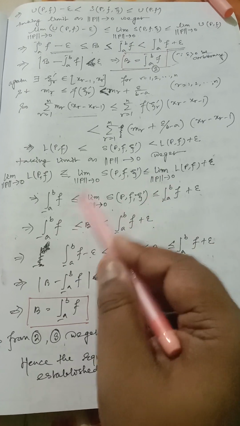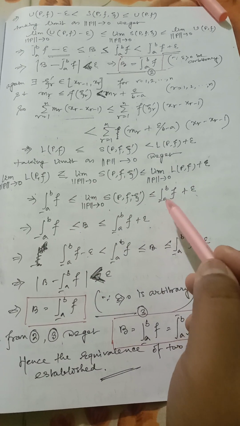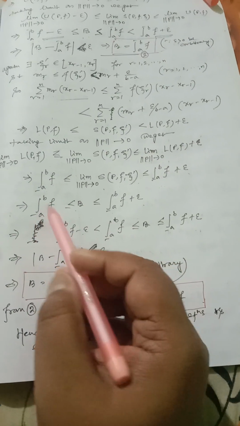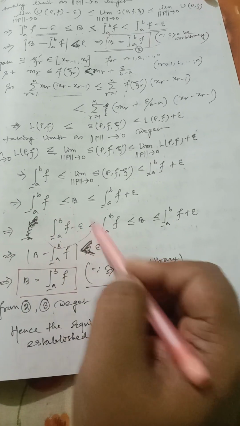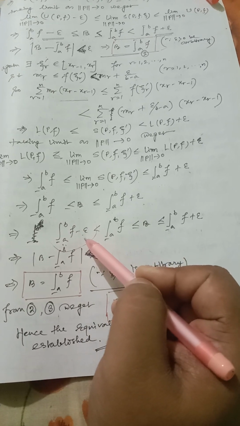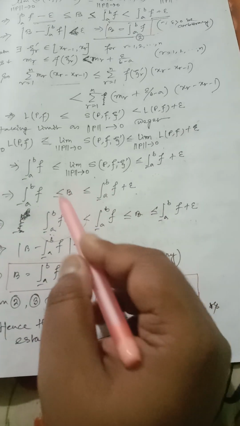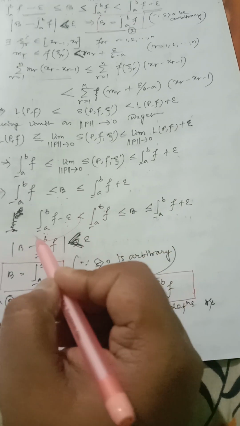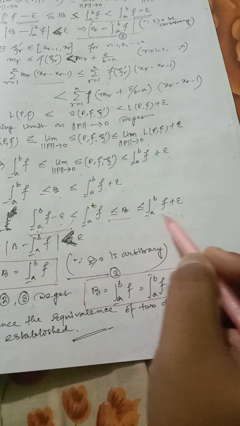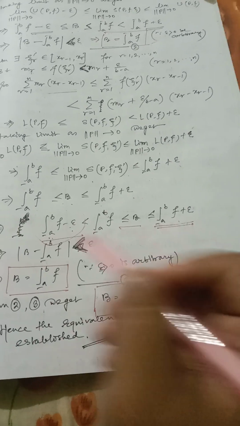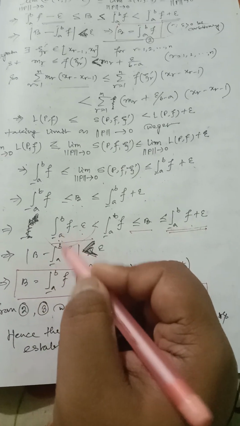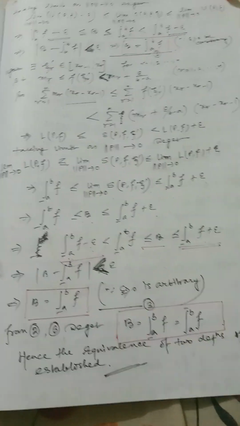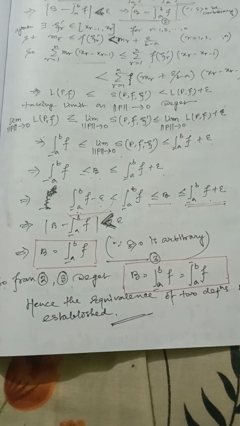This part will be less than or equal to the lower bar integral from a to b of f plus epsilon. So you can imagine this part is larger than the lower bar integral from a to b of f minus epsilon, which is less than this, which is further less than or equal to b, which is less than or equal to this. So forget about this portion, b is less than or equal to this portion. So again you can write b minus the lower bar integral from a to b of f must be less than epsilon. The only possibility from here is that b should be equal to this quantity.